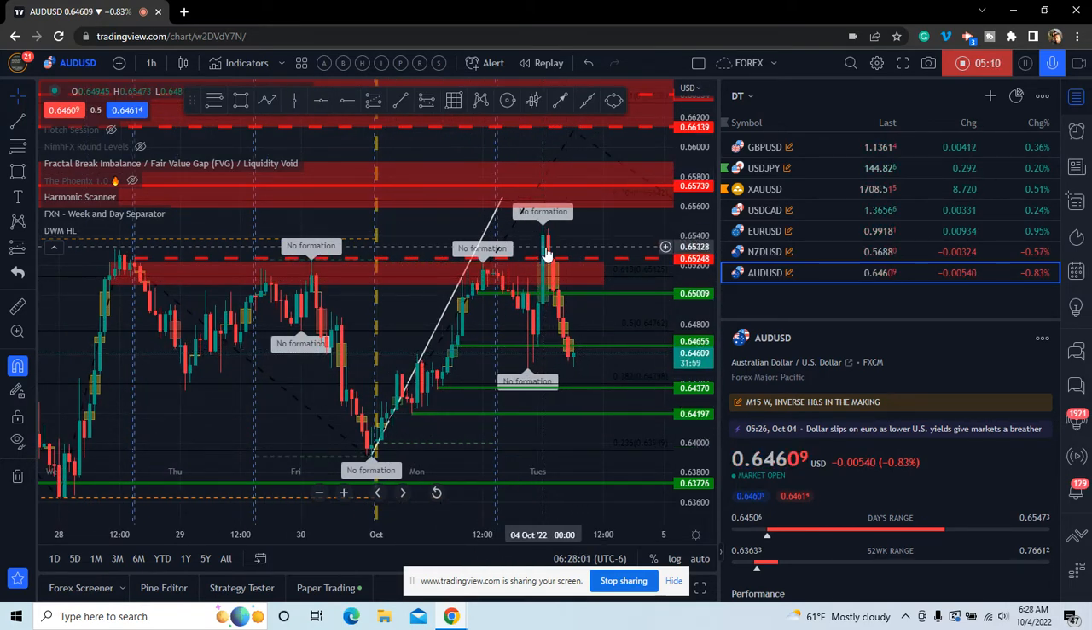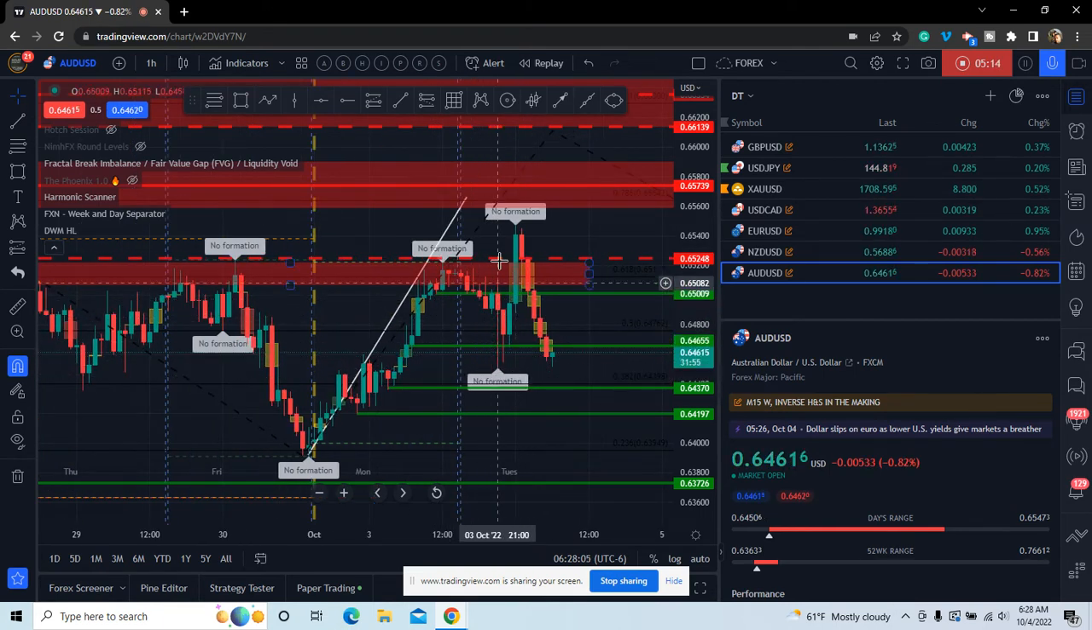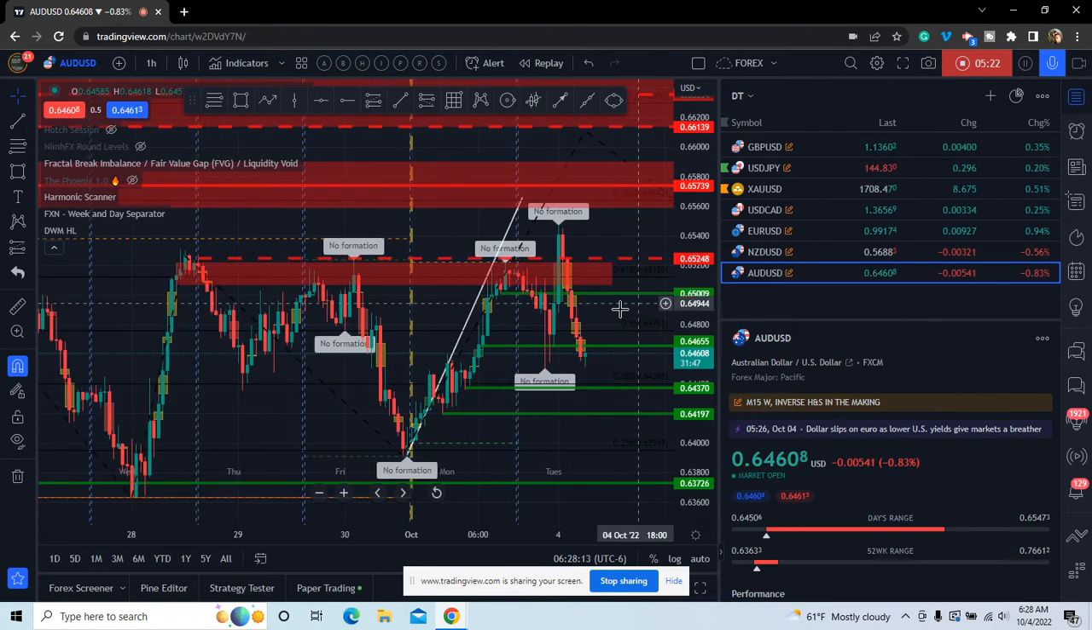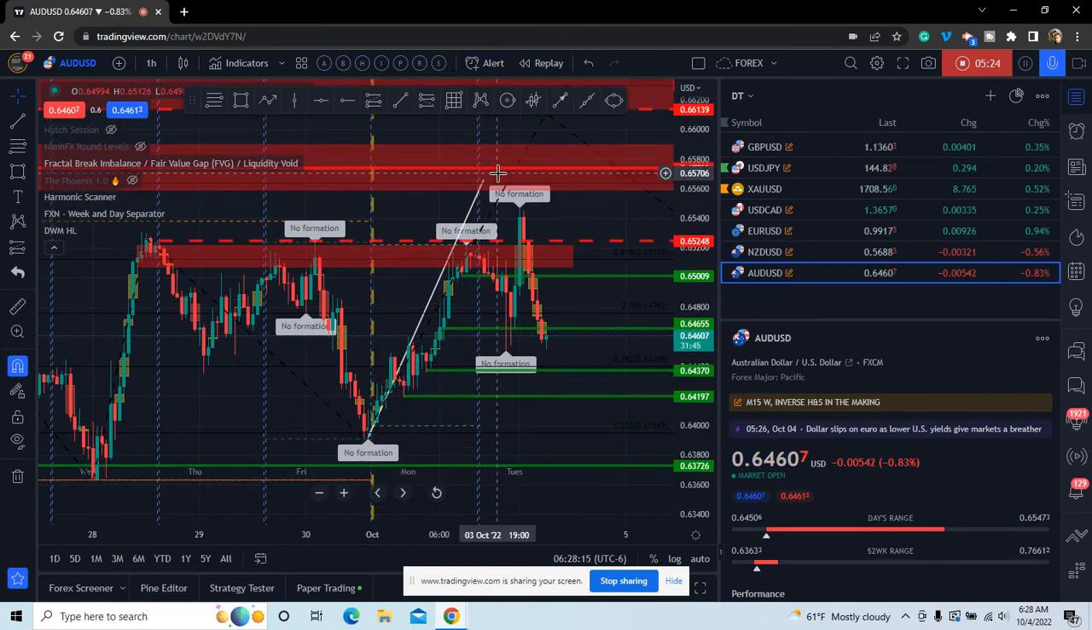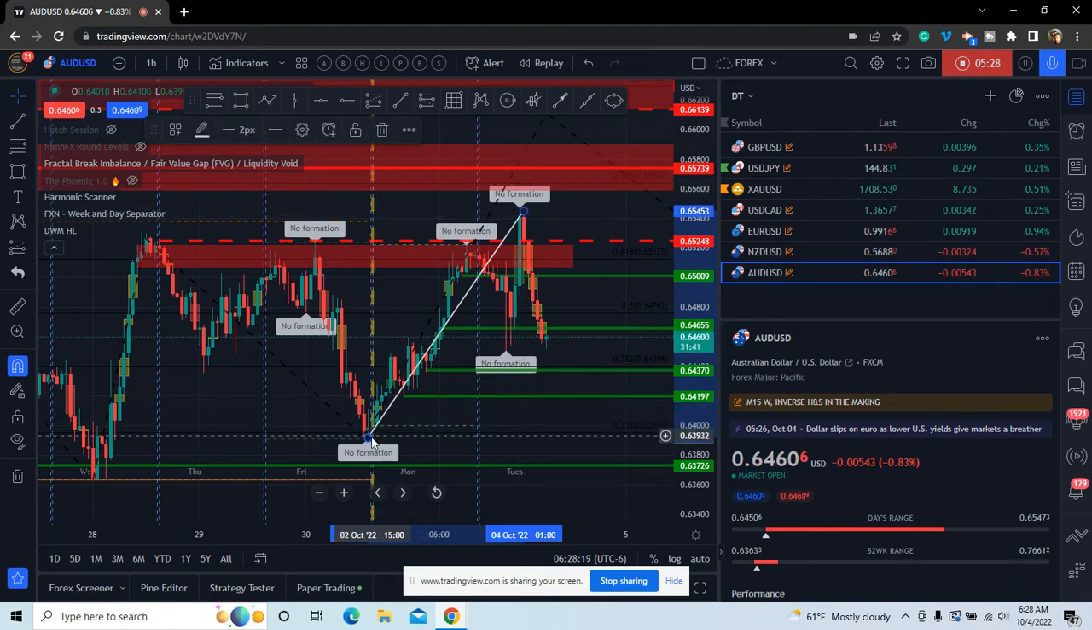So we've got this harmonic pattern taking shape. Maybe we could have another move to the upside before down. Yeah, not sure about this one. Let's have a look.